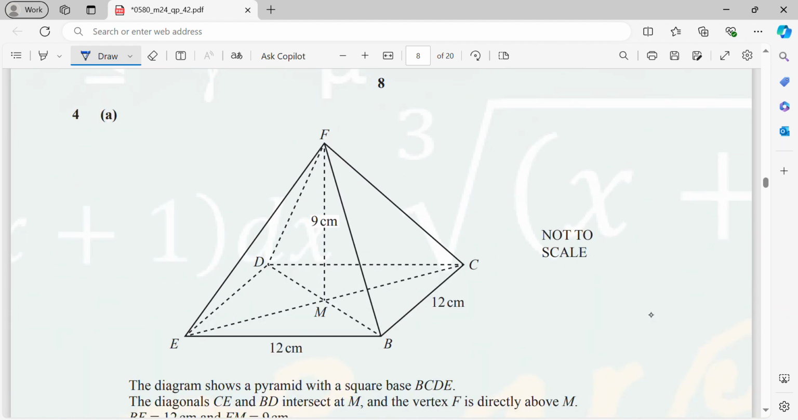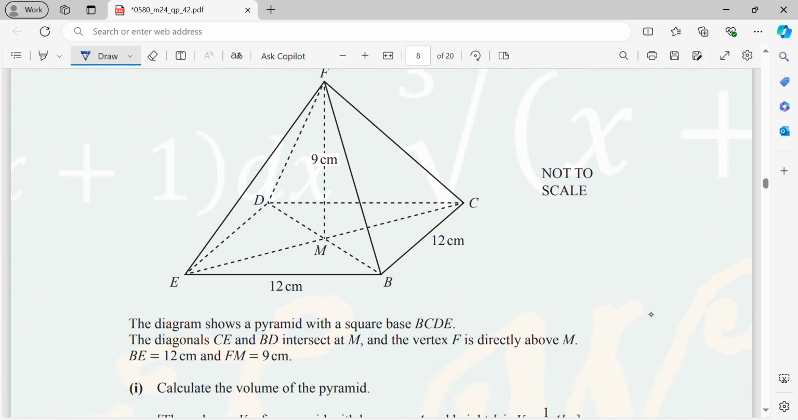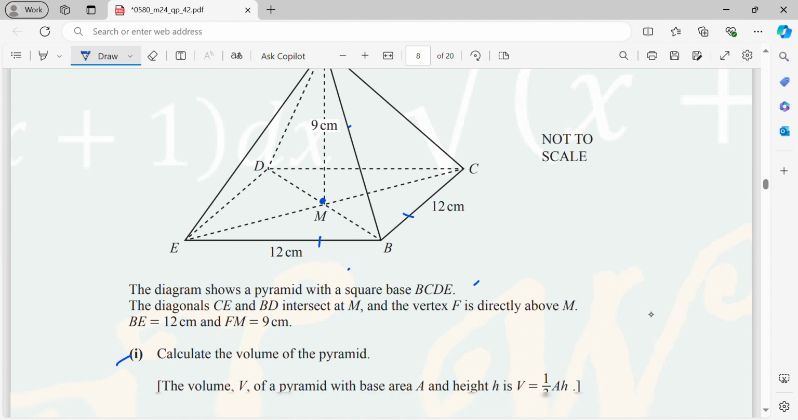Now, next question, number 4. The diagram shows a pyramid with square base, BCDE. So, square base means all same sides. The diagonals CE and BD intersect at M, and the vertex F is directly above M. BE is 12, FM is 9. So, given here, first part, calculate the volume of the pyramid.